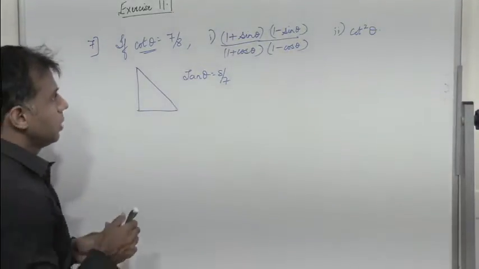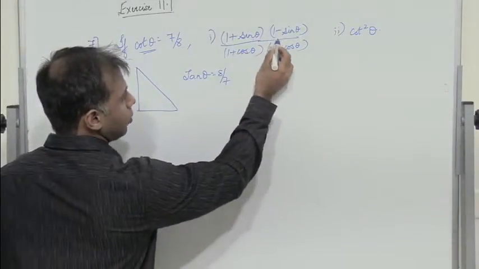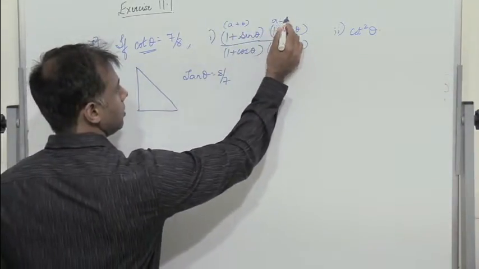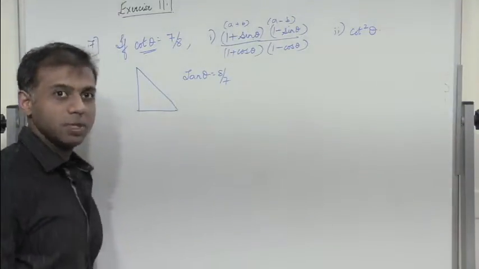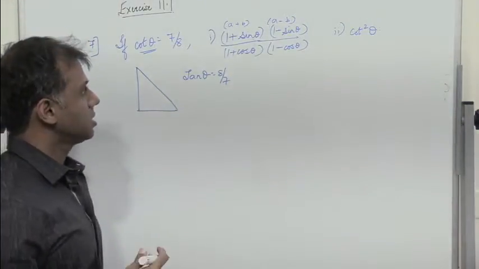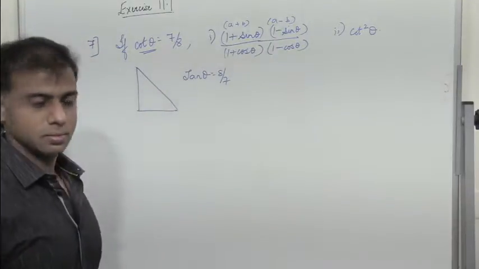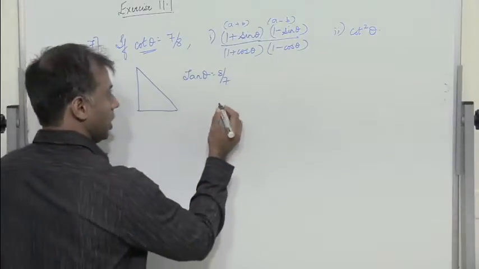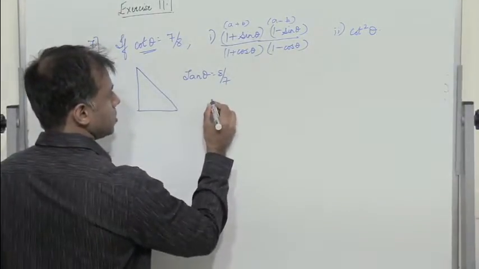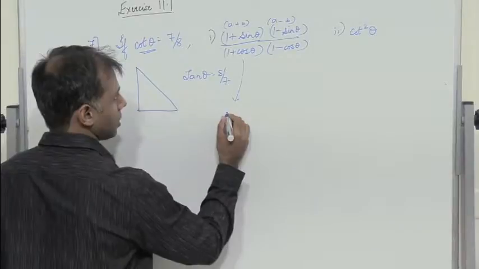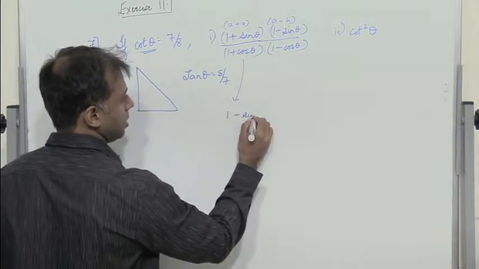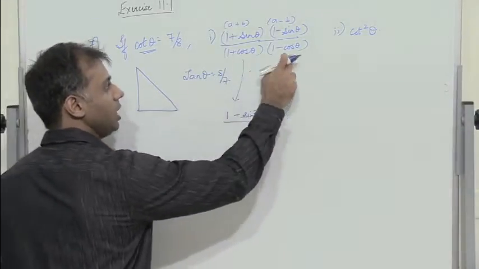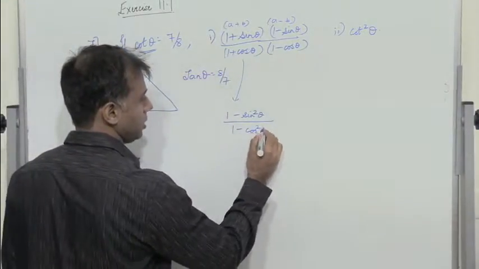Now I have 1 plus sine theta, 1 minus sine theta. So this is of the form a plus b into a minus b. So what is a plus b into a minus b? It is a square minus b square. So I can write this as 1 minus sine square theta. Even here this is a plus b, a minus b, so I have 1 minus cos square theta.